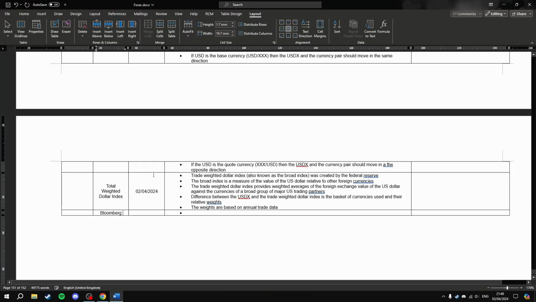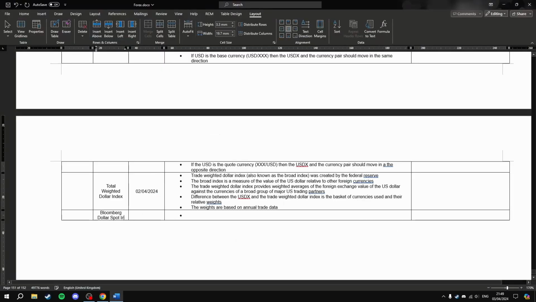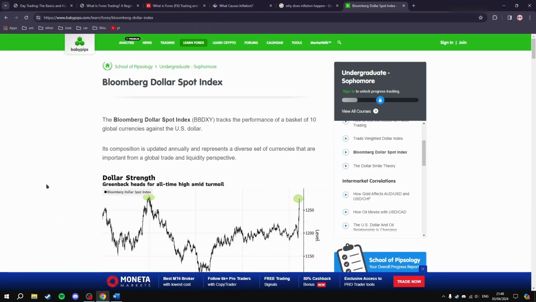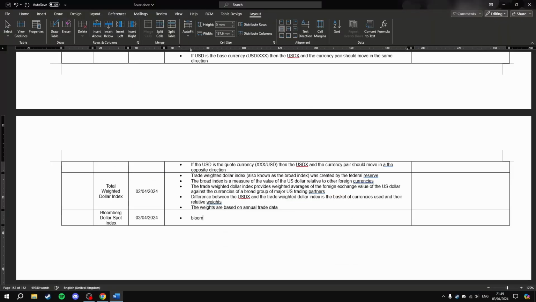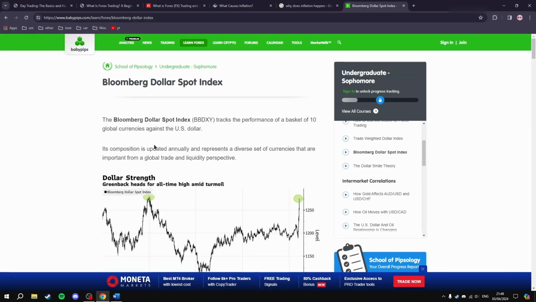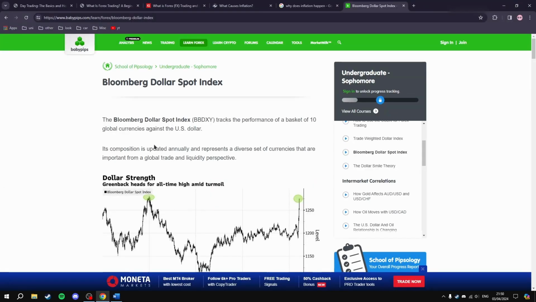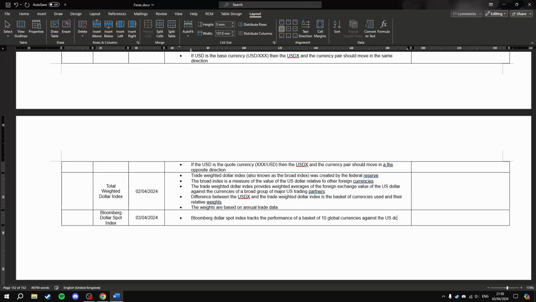The Bloomberg dollar spot index, or BBDXY, tracks the performance of a basket of 10 global currencies against the US dollar.